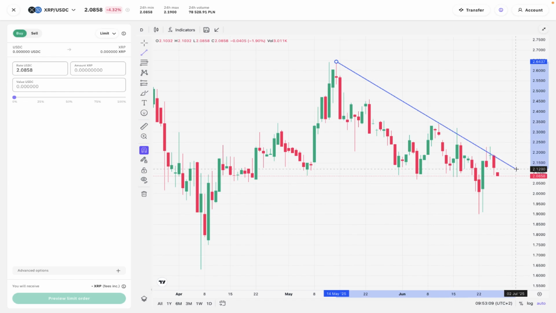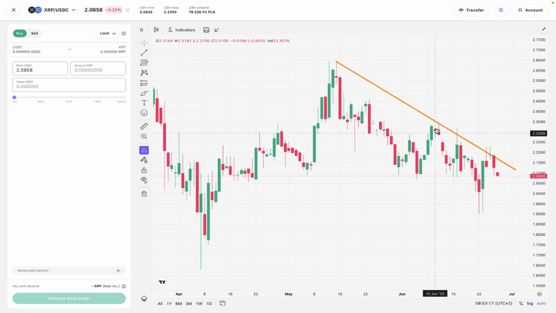We can see that, look at this, the market keeps touching this orange trend line, keeps testing this orange trend line one time, second time, third time, fourth time, fifth time, right? And there are some kind of breakouts above this trend line. However, the market closes below this trend line.